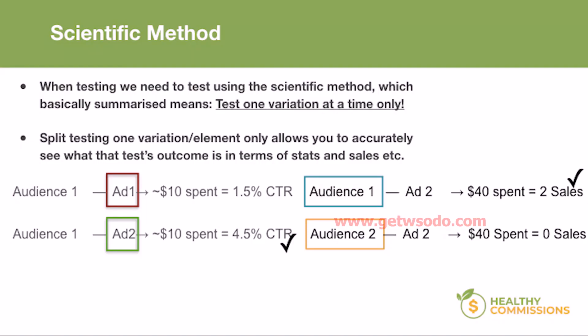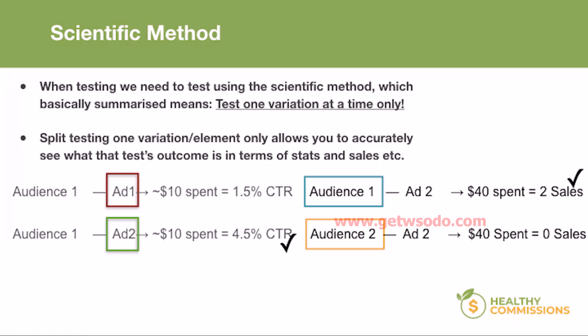The other really important thing to know when testing is you need to be using the scientific method, which basically summarized means only test one variation at a time. Split testing one variation and element allows you to accurately see what the test's outcome is in terms of stats and sales. Below, we have an example of a split test. The only variation we're changing here is the ad. We've got ad 1 and ad 2. They're both going to the exact same audience, right? So only one variation is being tested here, which is the ad.